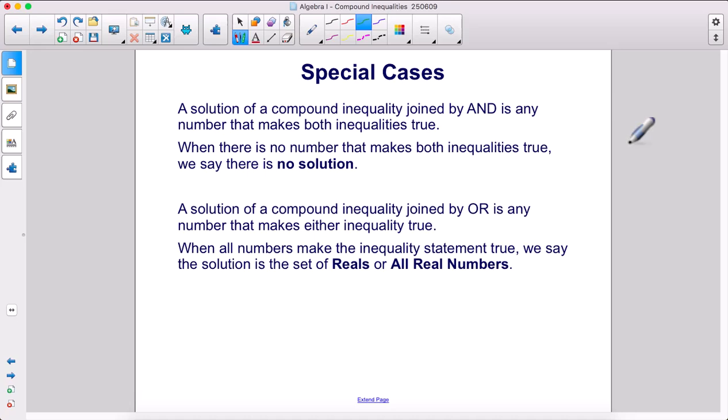A solution of a compound inequality joined by or is any number that makes either inequality true. When all numbers make the inequality statement true, we say the solution is the set of reals, or all real numbers.